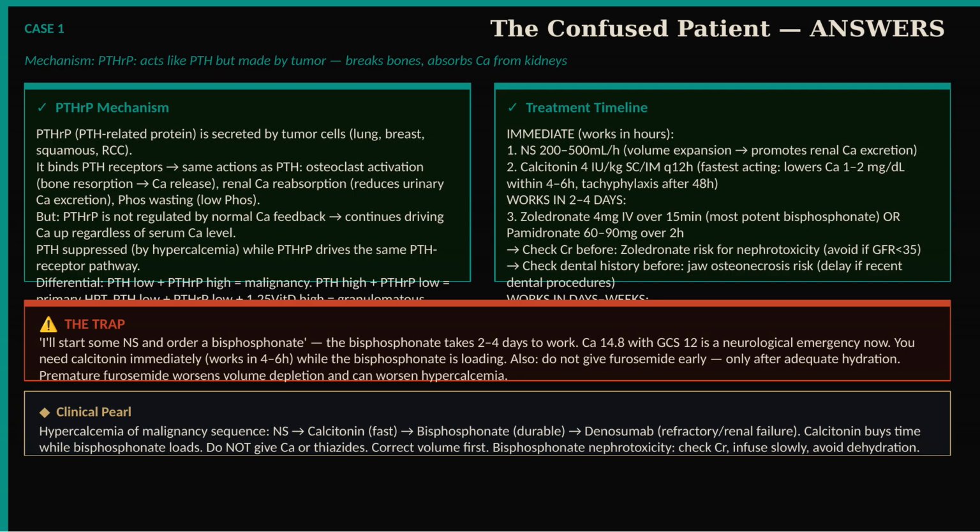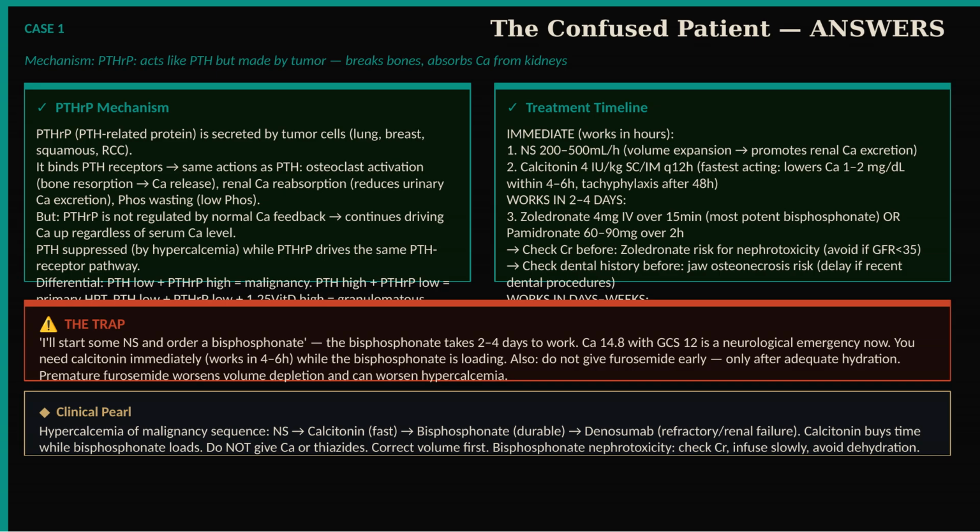But check the creatinine first, because it's nephrotoxic, and you avoid it below a GFR of 35, and check the dental history, because of jaw osteonecrosis risk. And working over days to weeks, denosumab, if the bisphosphonate fails, or the kidneys won't allow it.